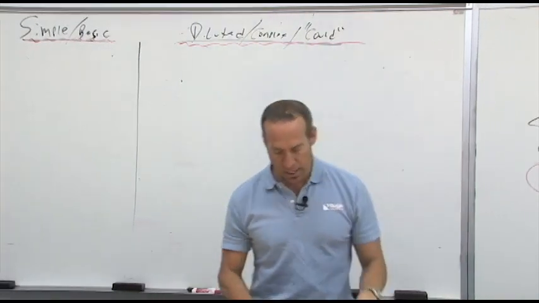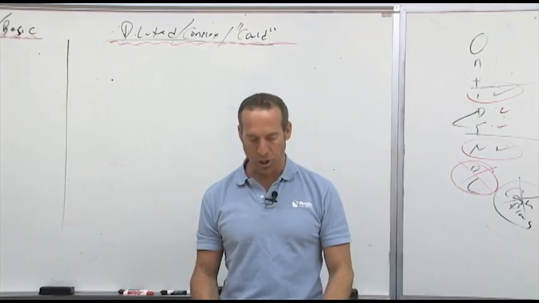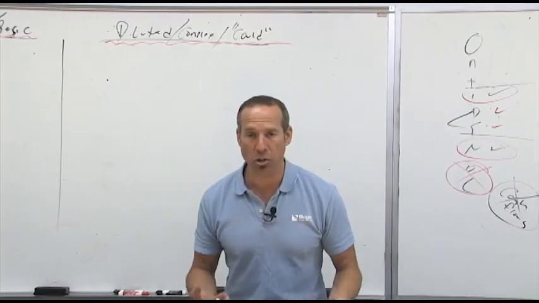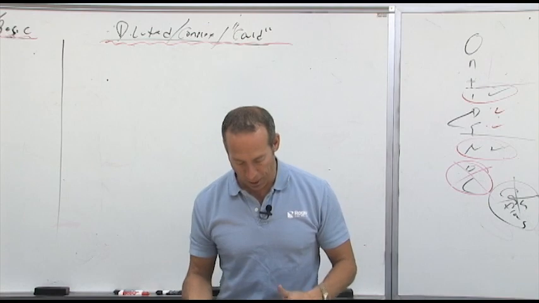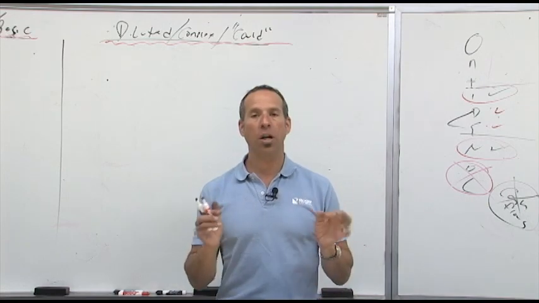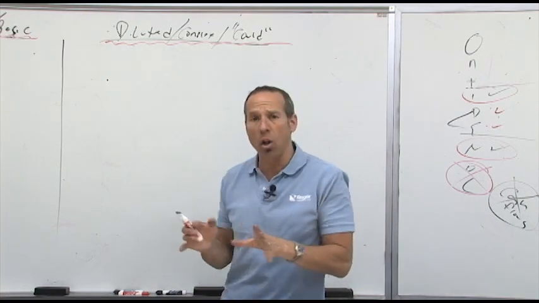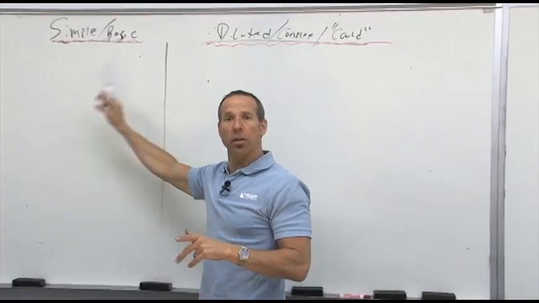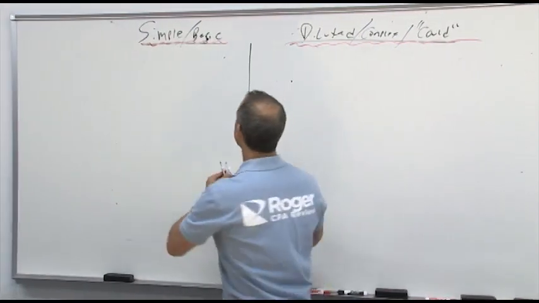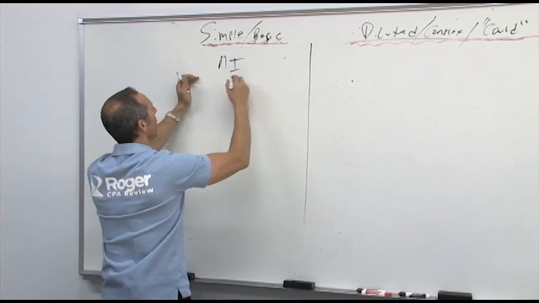Okay, now in looking at this simple or complex capital structure, we're going to be calculating our basic earnings per share and our diluted earnings per share. Now when we calculate it, I'll start with the simple and then we'll drift over to the complex. With simple, we start with our net income.